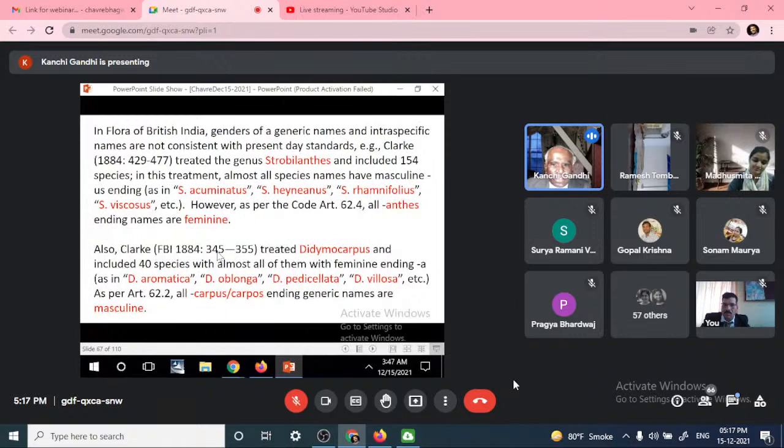Now, earlier I did mention Strobilanthes. For our present standard, all -anthes ending names are feminine. But if you look at Flora of British India, Clarke used Strobilanthes acuminatus, -us ending, Strobilanthes aenianus, -us ending, Strobilanthes rhamnifolius, -us ending, Strobilanthes viscosus, -us ending, as masculine.